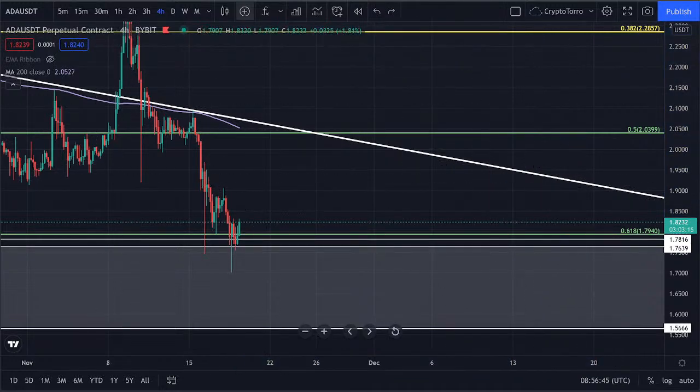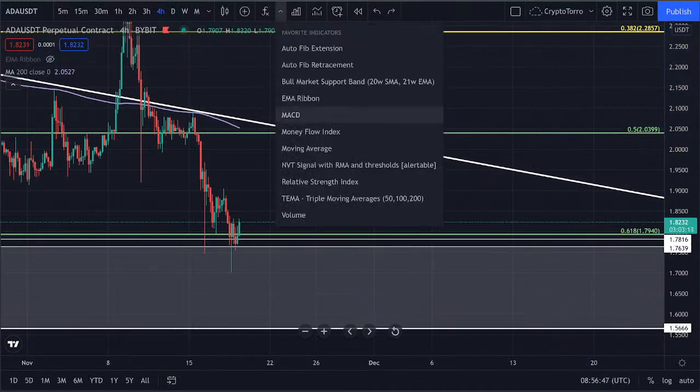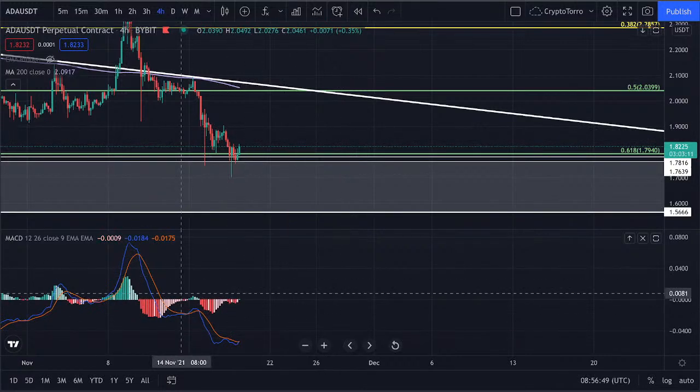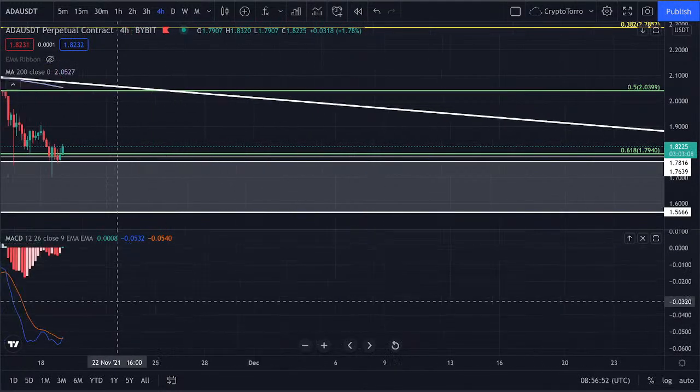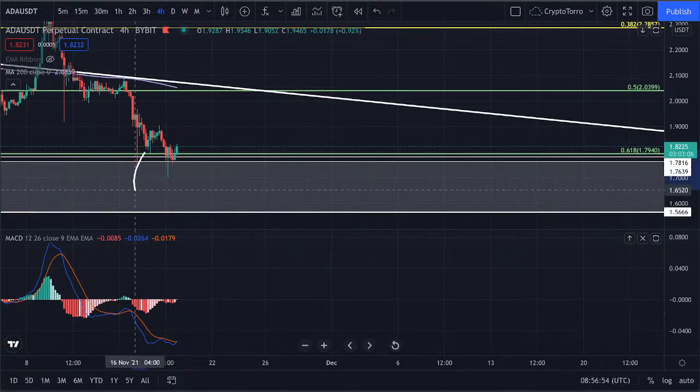But what are the indicators showing us? So on the 4-hourly time frame, the MACD does actually look very good. We are right now heading towards a crossover. We are experiencing momentum towards the upside, and that is actually telling us that it is very likely that we are going to see further continuation towards the upside.